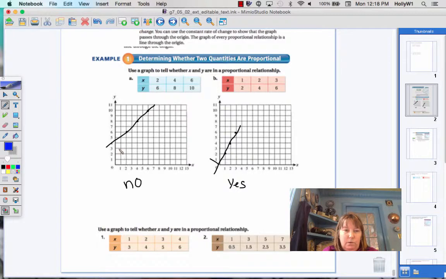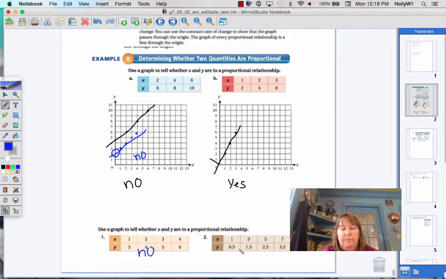X is 1 and Y is 3. X is 2, Y is 4, 3 and 5, and 4 and 6. And if I draw my line, oops, that would be up there, but this is way too far away from 0, so no, that is not a proportional relationship.